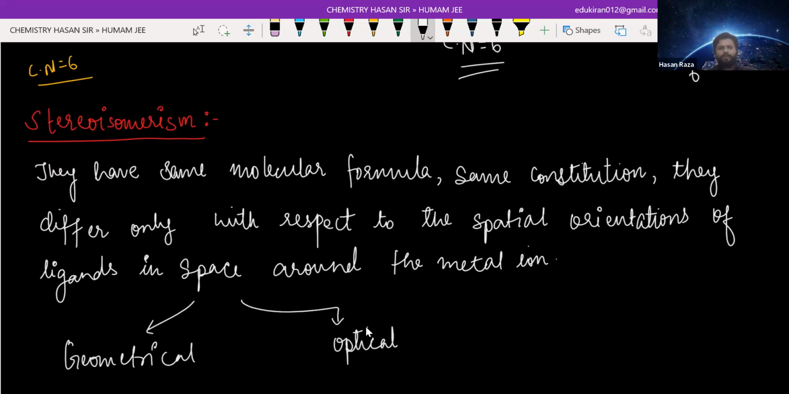Do you know how to calculate bond order, right? Sorry, hybridization. Yes or no? Stereoisomerism is of two types, geometrical isomerism and optical isomerism.